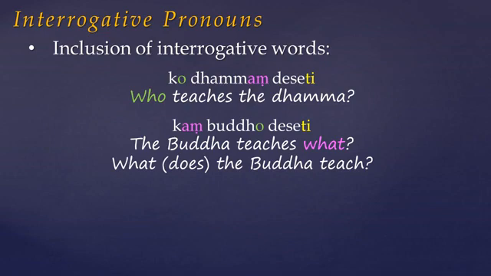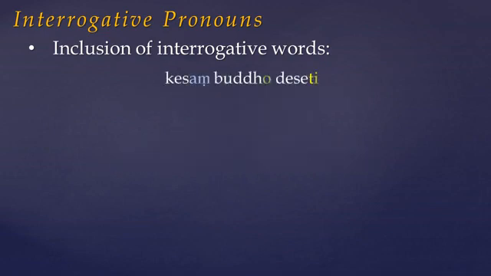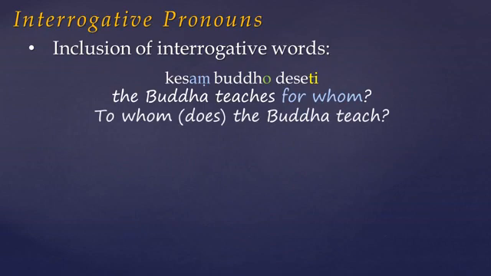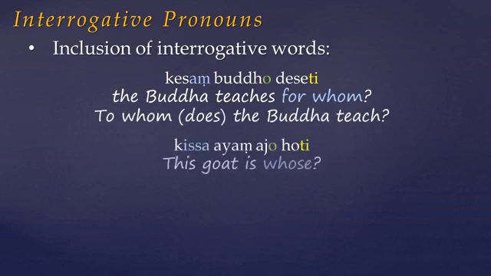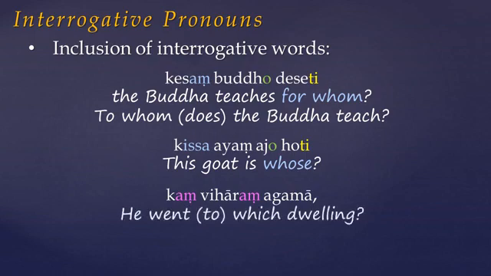And if we quickly look at an example in the dative, this is for the benefit of whom does the Buddha teach? And an example in the genitive, and this could equally be whose goat is this? Finally, pronouns can also act as what's called a pronominal adjective. That's when they act as a unit and specify a noun, in which case they agree with that noun like an adjective, in gender, number and case.